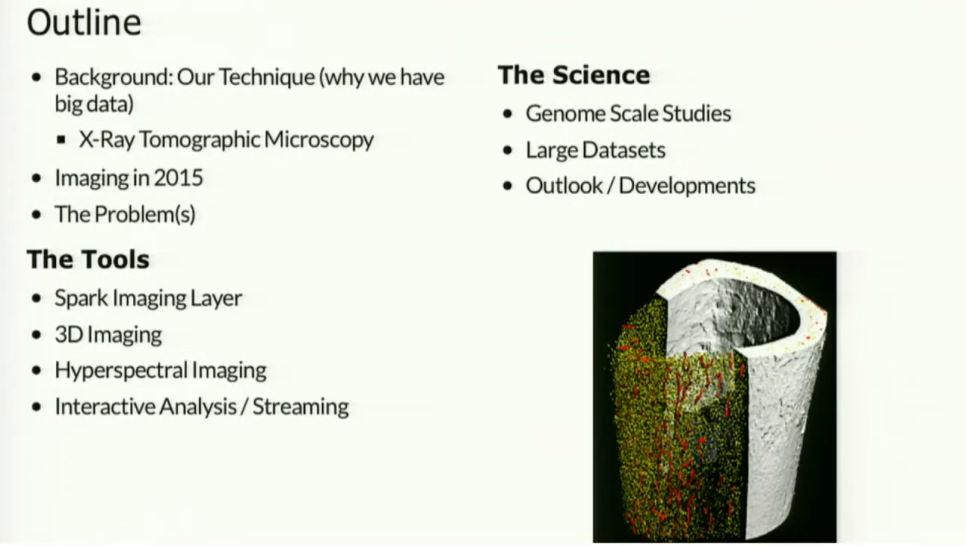So the first is the background we have, which is our technique, which is what gave us big data in the first place and why we needed to switch away from the standard tools towards something more like Spark. Then I'll talk a little bit about the imaging world in 2015 and how that's shifting towards these much bigger scale problems that require new kinds of solutions. I'll then briefly talk about the different tools we have, and then the science that can actually be done with this, or the sort of projects we can analyze using these tools.